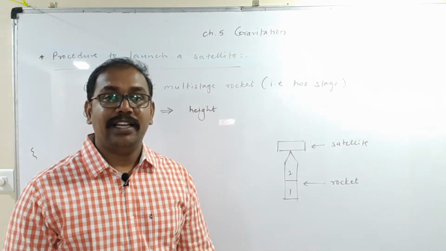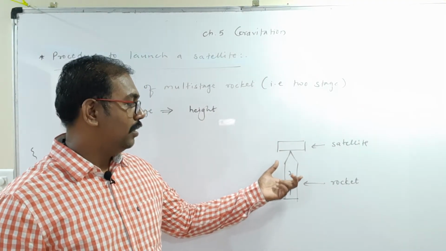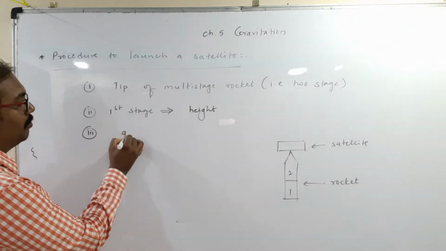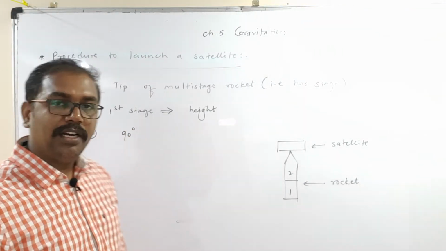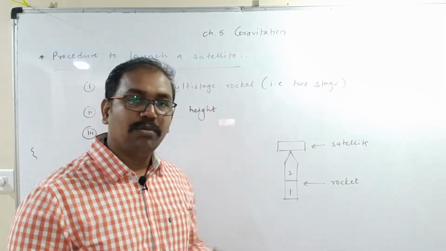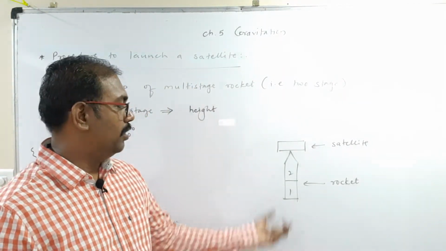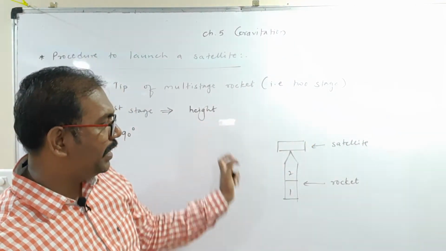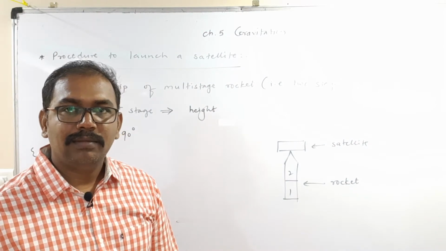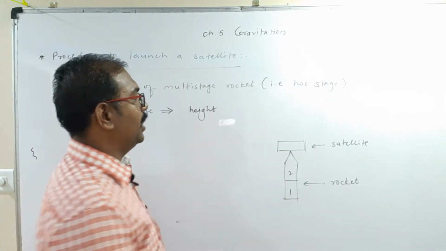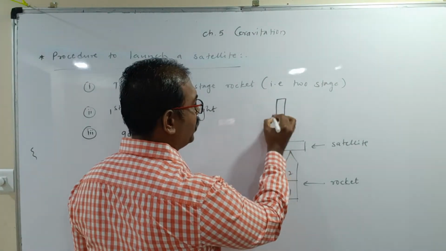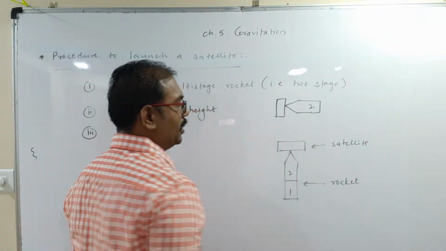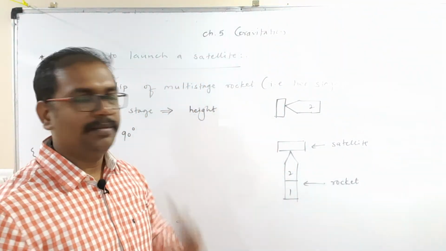Then at that height, what happens? At that height, the satellite is turned through a 90-degree angle, and the first stage of the rocket is detached. Now pay attention. We use the first stage to attain the desired height. At that height, it is turned through a 90-degree angle, and then the first stage of the rocket is detached. So you can see that type of structure: this is the satellite and this is the rocket. Only the second stage of the rocket is there at that height.